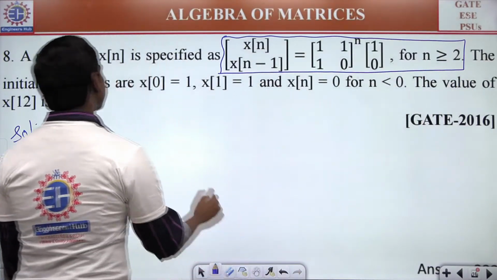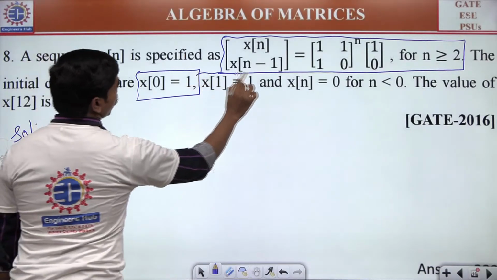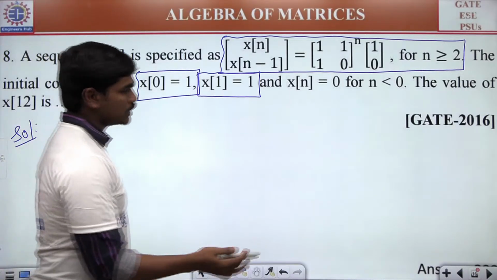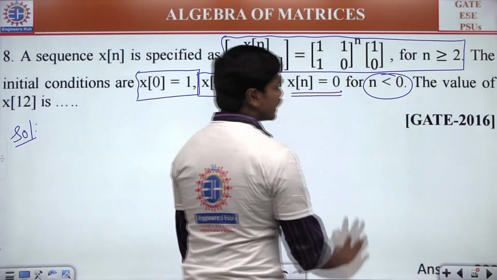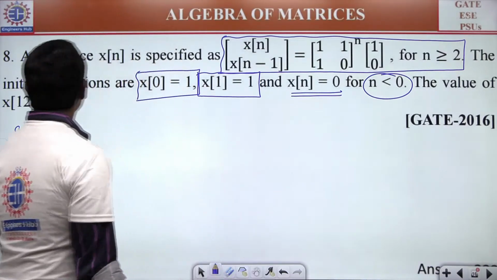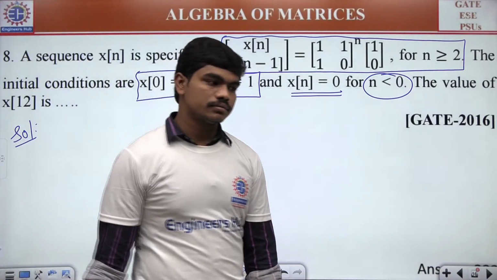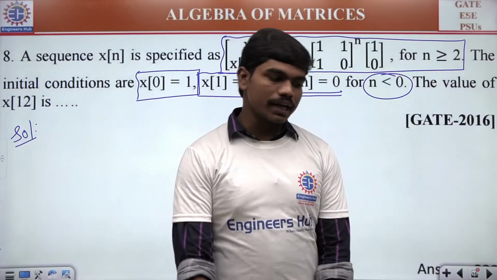And the initial conditions are x of 0 is equal to 1 and x of 1 is also 1, and xn is equal to 0 for all n less than 0. Of course, there doesn't exist any value of this series for negative integers n less than 0. The value of x of 12 is dash. So please try to calculate this and tell me the answer.